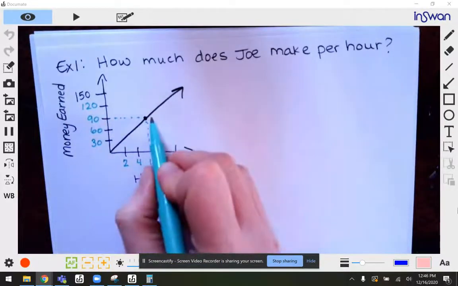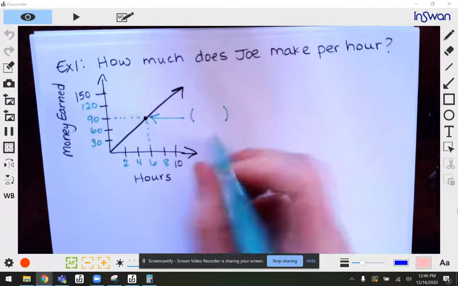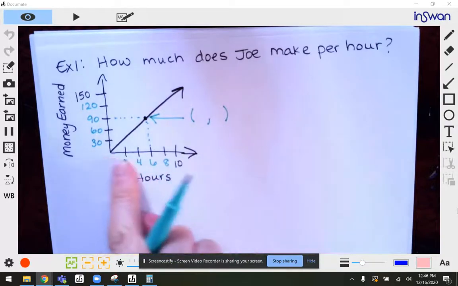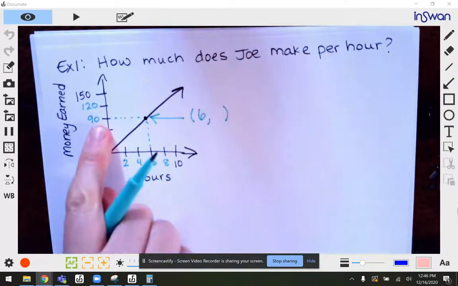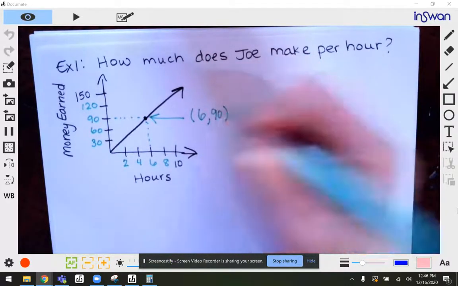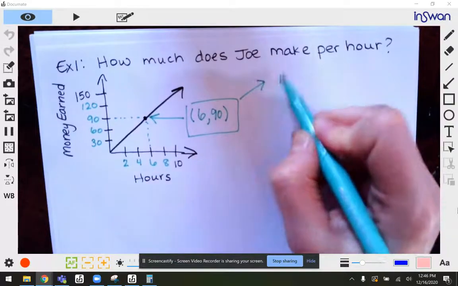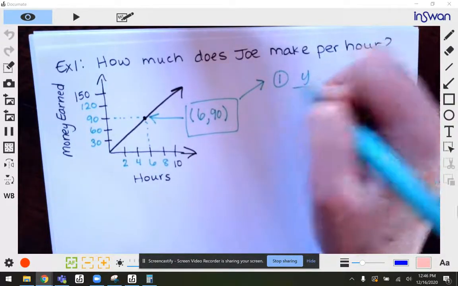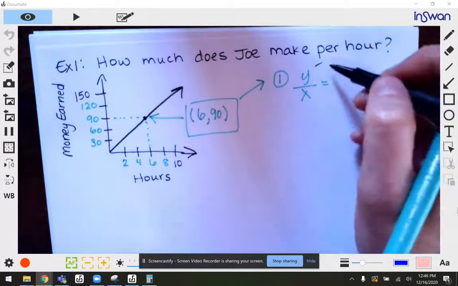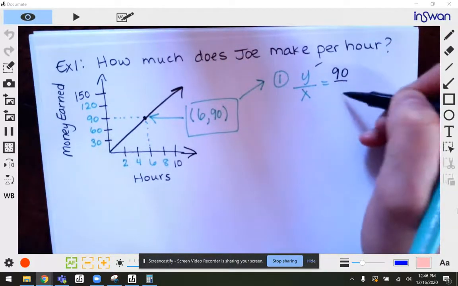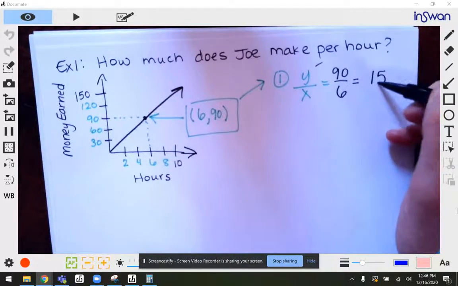Let's figure out what the ordered pair would be for that point. So on the x-axis, it's at the 6. On the y-axis, it's at the 90. So here's our ordered pair. Remember, our first step is to divide y by x. So our y is 90. We're dividing that by 6. And that gives us 15.